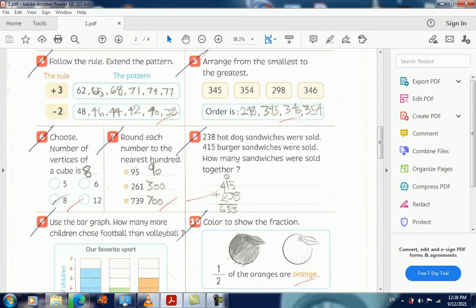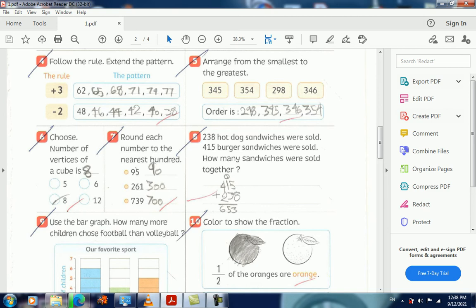Number 5, arrange from the smallest to the greatest. We got some numbers and we have to arrange them from the smallest to the greatest. So we got 345, 354, 298, and then 346. The smallest number is 298, so we're gonna write it in the beginning.